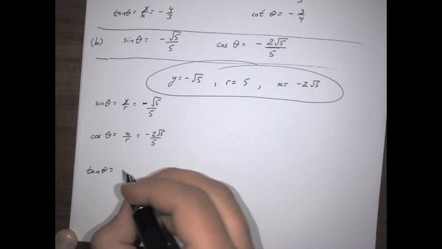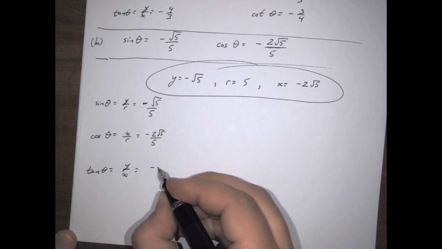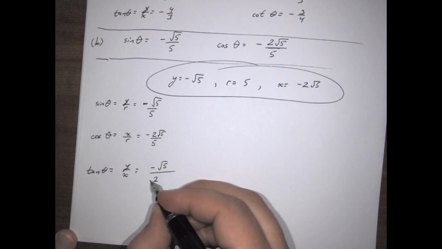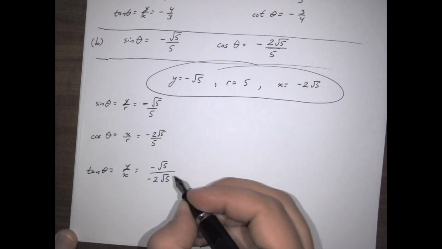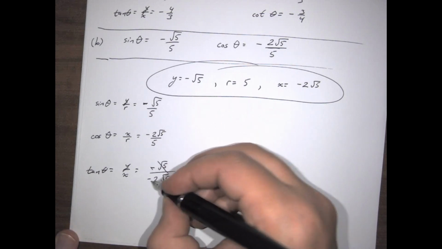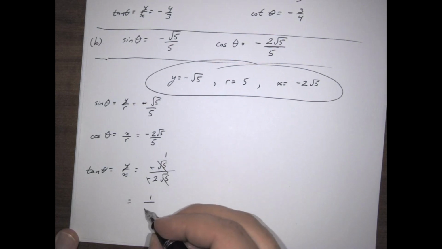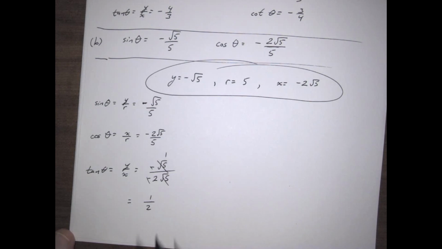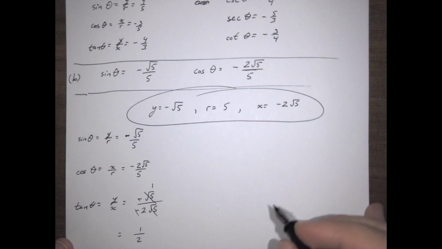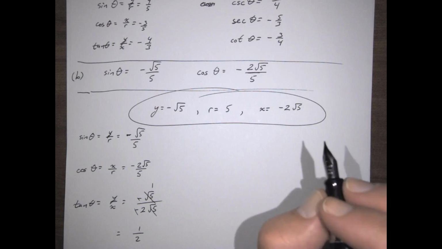And then tangent of theta is equal to y over x, which is going to equal here, what is that, negative root 5 over negative 2 root 5. And this actually cancels. Root 5 over root 5, negative over negative. So what do we just get? We just get a 1 over 2. So the tangent actually cancels in a very clean way, because same over same always cancels in any fraction as long as it doesn't equal 0.